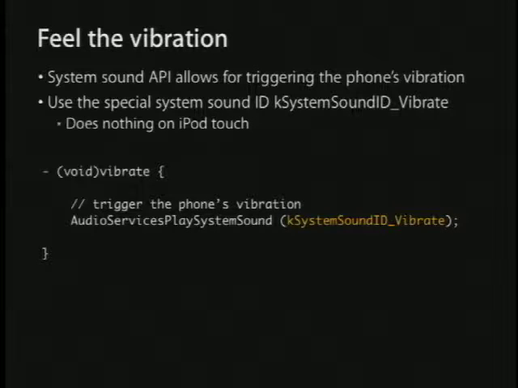You pass that into AudioServicesPlaySystemSound, and it'll vibrate the phone for some fixed amount of time, half a second, I think. Maybe more, maybe 0.75 or something like that. But if you're making a game and you want the phone to vibrate because they just ran into an enemy or something like that, then this is how to get that physical feedback to the user.